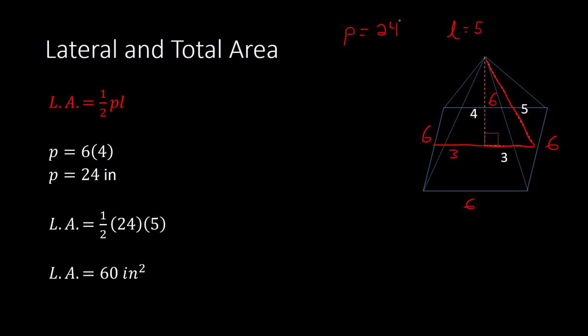And then total area is the area of everything. So we have the lateral area, then we need to add in the base. So adding in the base is going to be a square, and the square is 6 by 6, so 6 times 6 would give me an area of the base of 36. So the total area would be 60 plus 36, which would be 96 square inches.